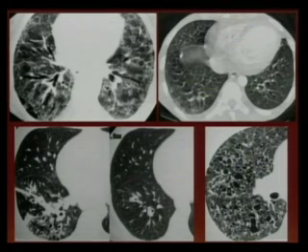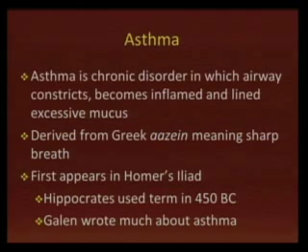In this other case, we have a consolidation area in the right lower lobe with some bronchiectasis, but this is a pneumonia. This is reversible dilatation of the bronchi. This is not called bronchiectasis. Bronchiectasis is irreversible. If it is reversible, we have to call this dilatation of the bronchi.